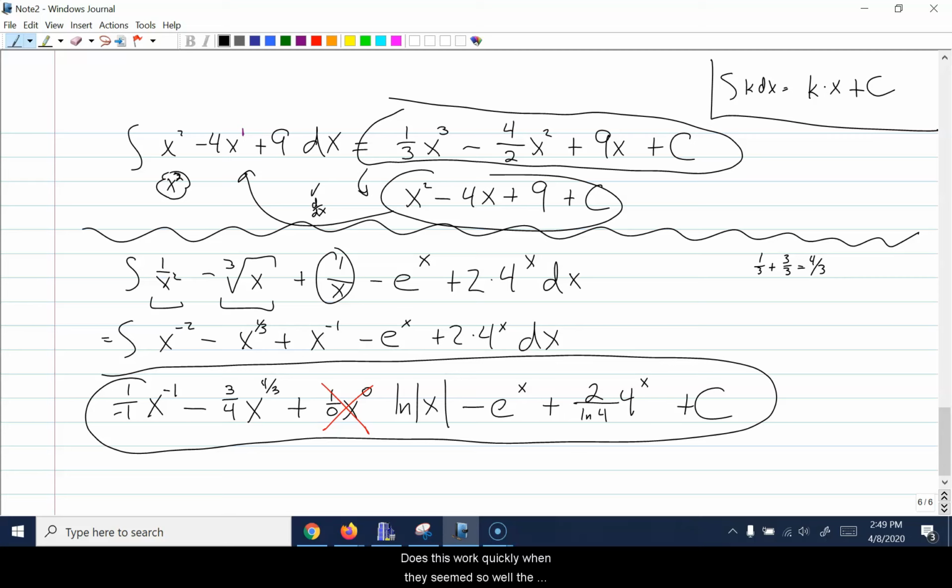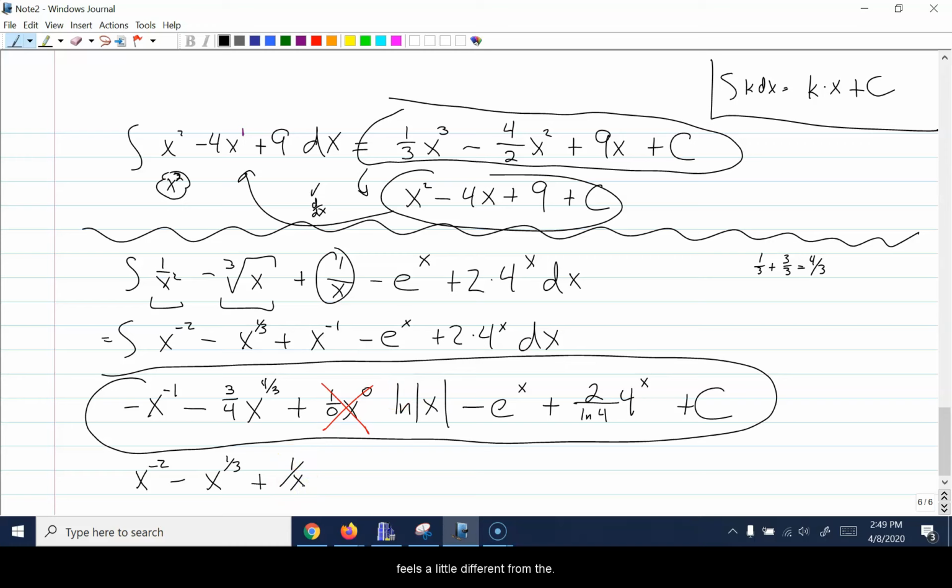Does this work? Actually, let me simplify. Well, the thing to simplify is 1 over negative 1 is negative. So this is negative x to the negative 1. What's the derivative of all this? I get negative 1 times negative makes positive x to the negative 2, minus 4/3 comes out front. 4/3 times 3/4 is 1. X to the 4/3 minus 1 is 1/3. Derivative of natural log x is 1 over x.